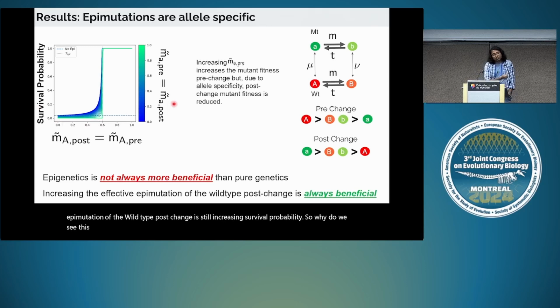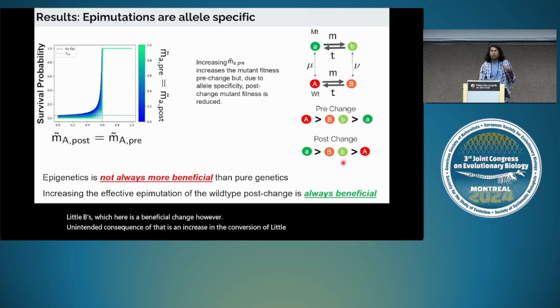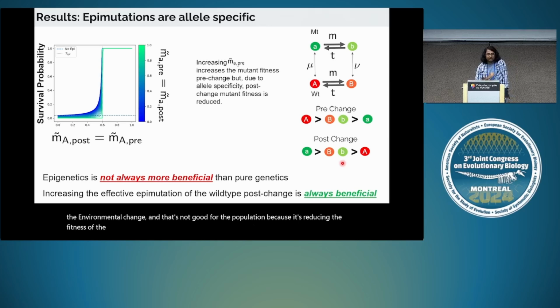It's because before the environmental change, while we do convert little a's to little b's, which here is a beneficial change, an unintended consequence of that is an increase in the conversion of little a's to little b's post the environmental change, and that's not good for the population because it's reducing the effective fitness of the genetic mutant. And that's why as we go here from blue to green, the rescue probabilities are actually decreasing.